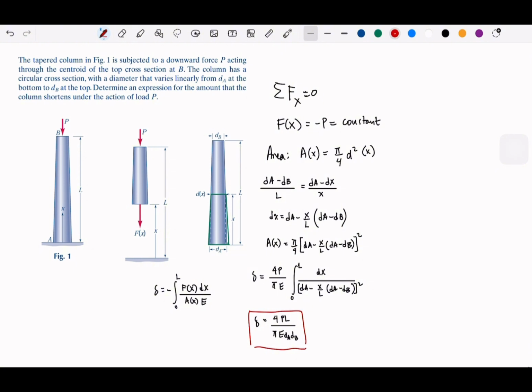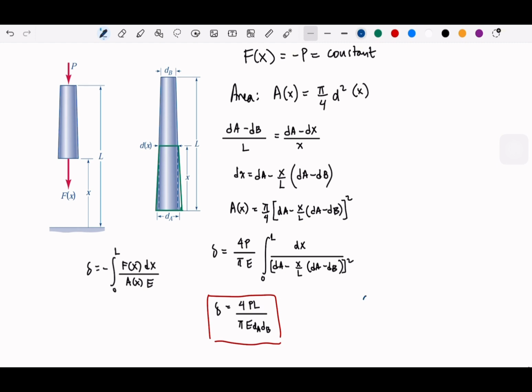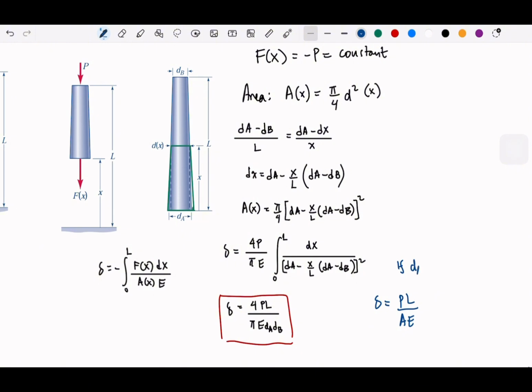And if you remember, our original equation is basically saying that the delta or the E is equal to PL over AE. Okay. So if we take dA equal dB, and if dA equal dB equal D, then we have our original equations.